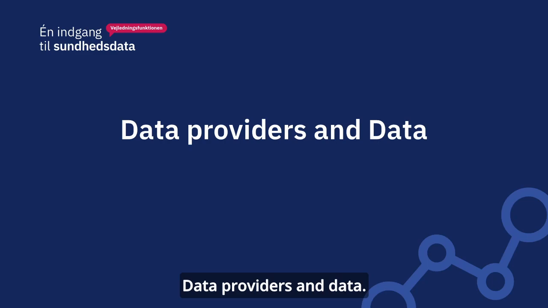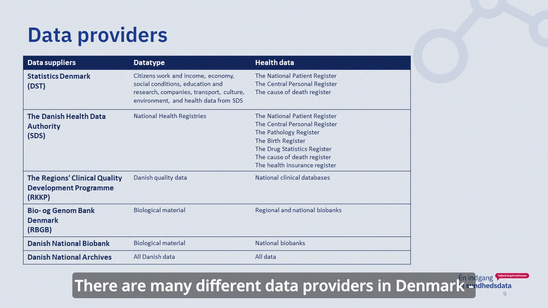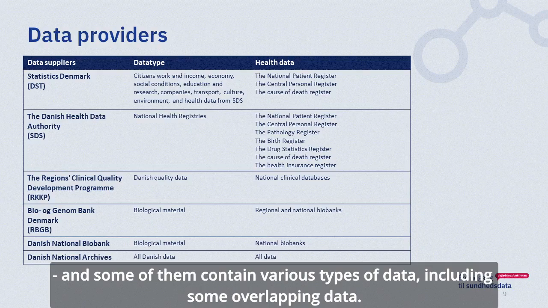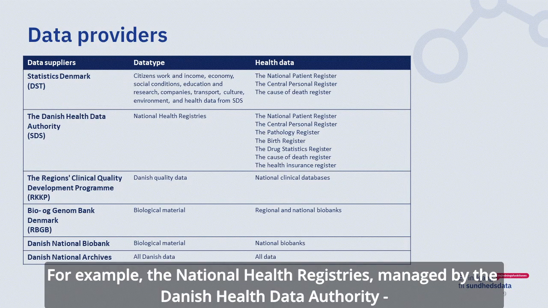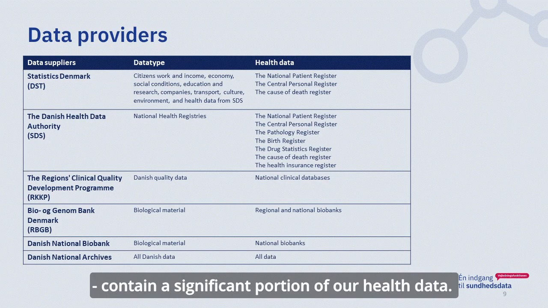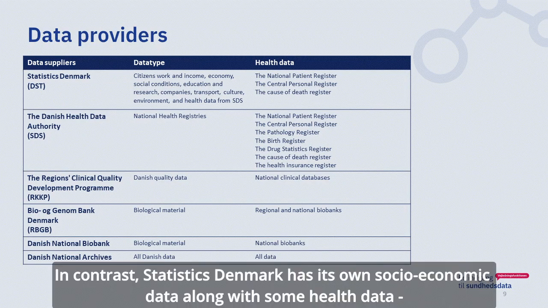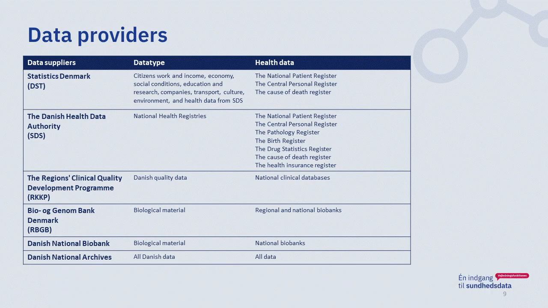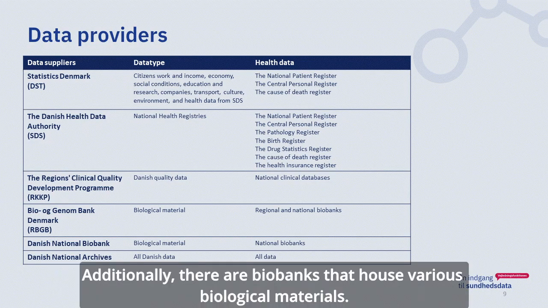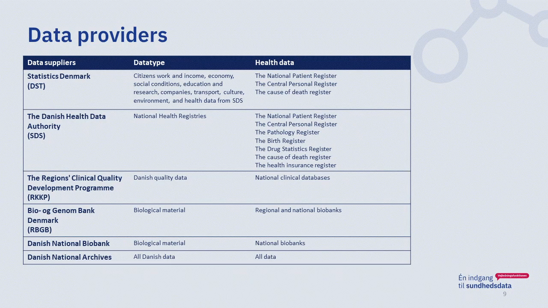Data providers and data. There are many different data providers in Denmark, and some of them contain various types of data, including some overlapping data. For example, the National Health Registries, managed by the Danish Health Data Authority, contain a significant portion of our health data. In contrast, Statistics Denmark has its own socioeconomic data along with some health data, which they receive from the Danish Health Data Authority once a year. Additionally, there are biobanks that house various biological materials.